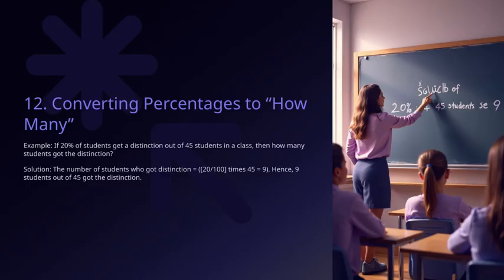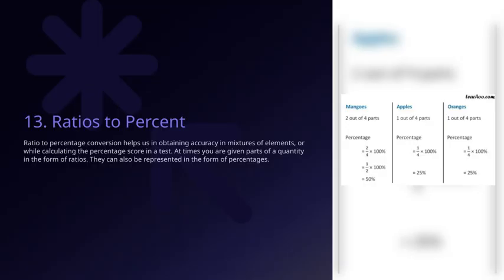This example highlights the key idea. To find the actual number from a percentage, we multiply the percentage as a decimal by the total number. It's a simple but powerful way to connect percentages to real-world numbers, which is essential in understanding data and making informed decisions. Now, let's talk about ratios to percentages. This conversion is really useful when we want to ensure accuracy, especially in situations like mixing different elements or calculating test scores.